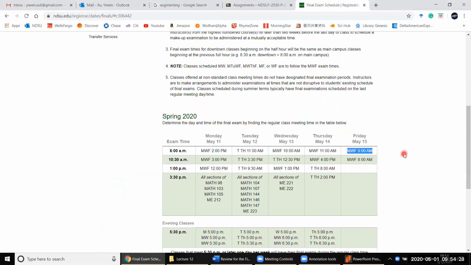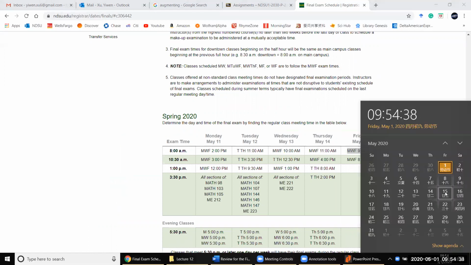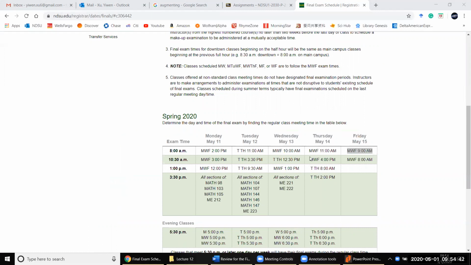You can see that the final exam is going to be next week. I'm not going to change the date. It's going to be 2 hours, from 8 to 10. That's really early, but not by me, by NDSU. Sorry about that, but that's the rule we need to follow.